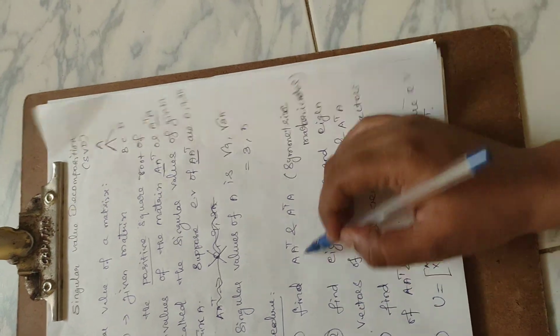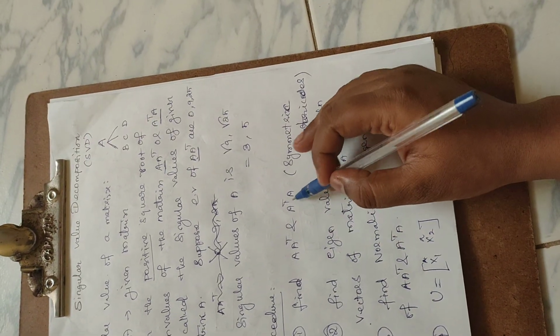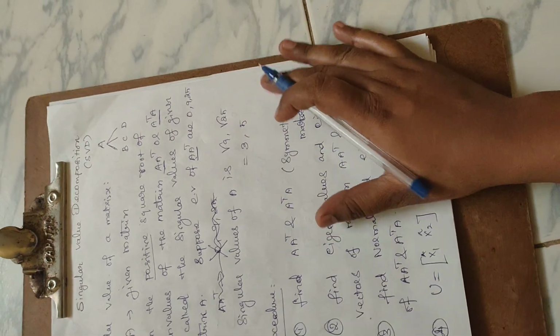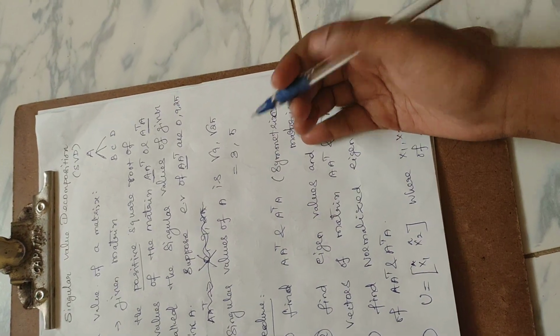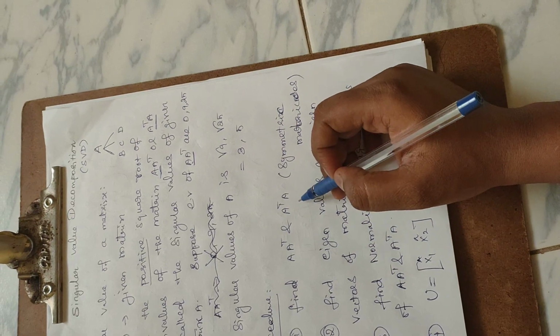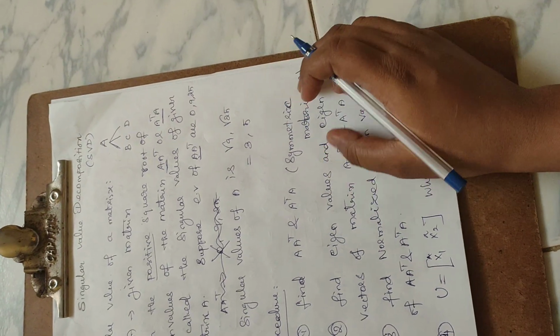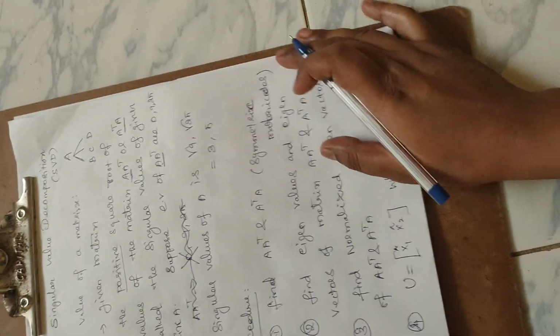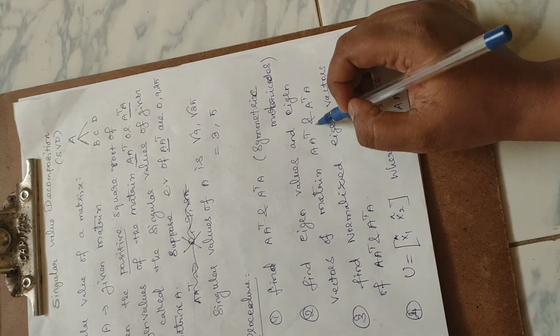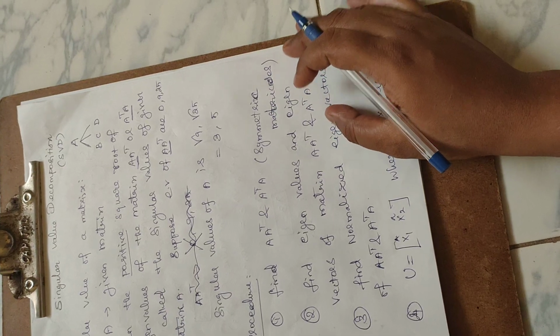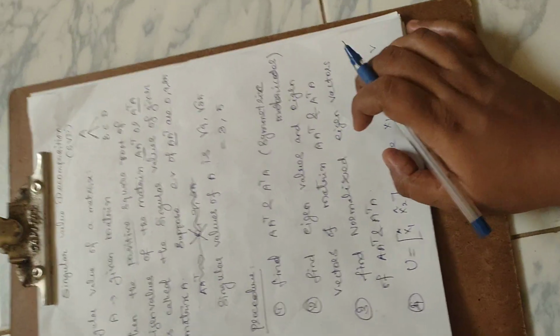First thing, find A transpose and A transpose A. Both are symmetric matrices. Definitely, for any n cross m matrix, you can find A transpose and A transpose A, and they will always be symmetric matrices. Then find eigenvalues and eigenvectors of the matrices A transpose and A transpose A. Then find normalized eigenvectors.